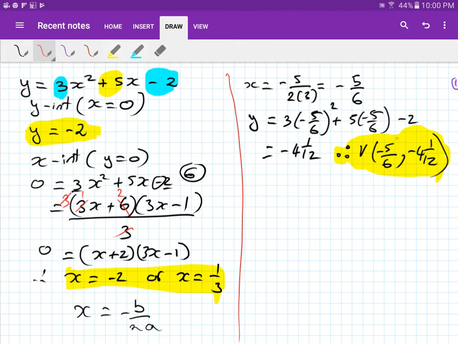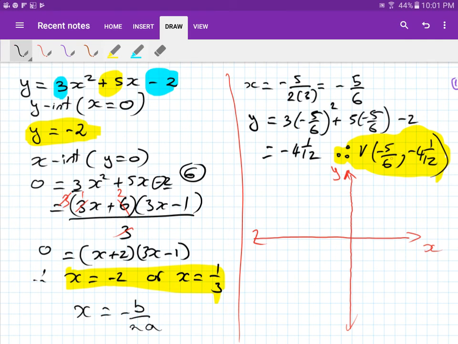Now, if you look at this, the y-intercept is minus 2, the x-intercepts are minus 2 and 1/3, and then the vertex is minus 5/6 and minus 4 and 1/12. So that means roughly we move to the third quadrant. I need more space on the third quadrant, so I just draw this all the way down. That's the y-axis. Then I draw the x-axis. So this is x, this is y.